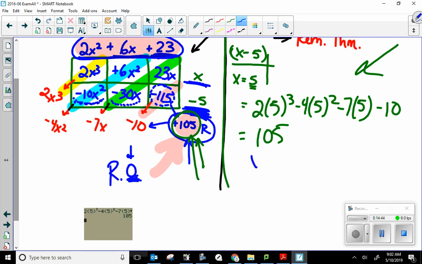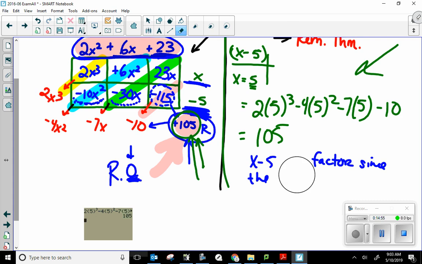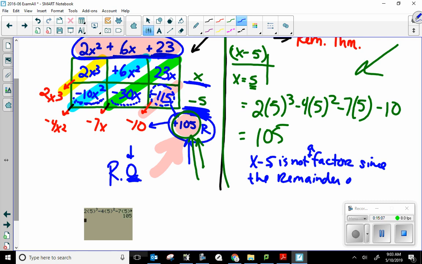So I say x minus 5 is not a factor since the remainder of 105 is not 0. I'm so upset with that explanation.